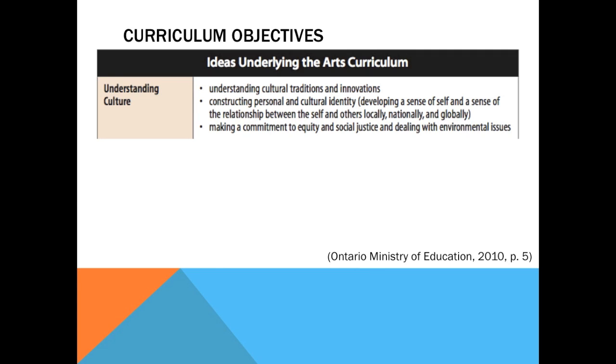Two other aspects from the chart are understanding culture. So not only the traditions and innovations of North American culture, but cultures around the world, as well as historical groups, First Nations groups, many groups throughout society and the world around us, as well as making a commitment to equity and social justice and dealing with environmental issues. So we're really asking students to think not only on a local scale, but also on a global, national scale.